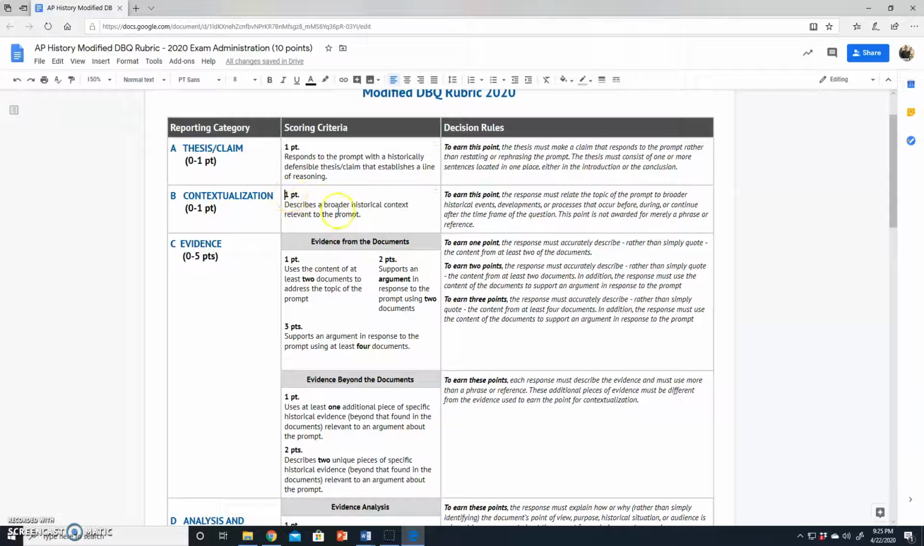Number one, first day I went over contextualization because that's the opening paragraph. And all you have to do with contextualization is understand the question. The very first thing you're going to do, read and understand the question. Basically, that's all you have to do to get the contextualization point. Give me some historical background leading up to this question.